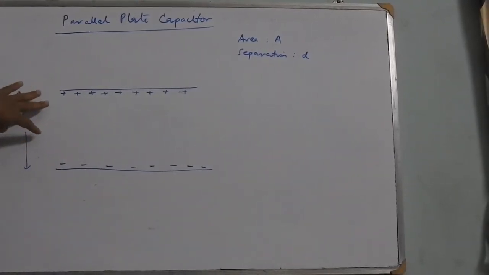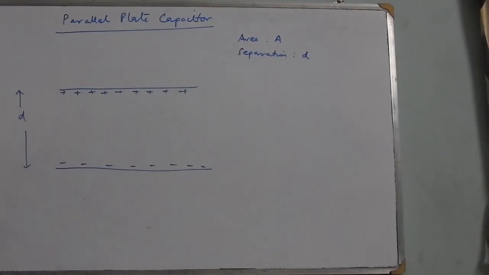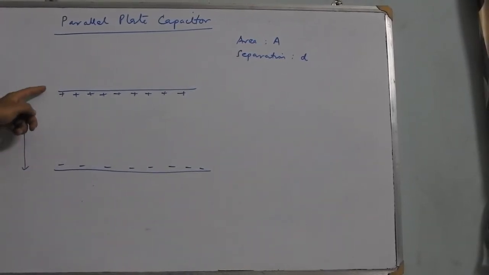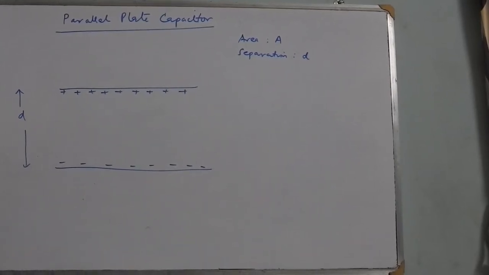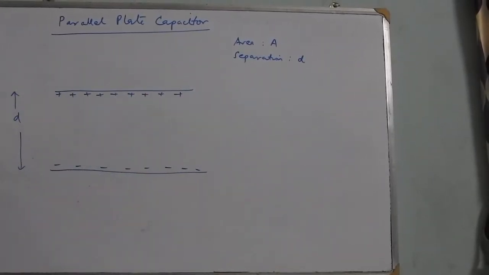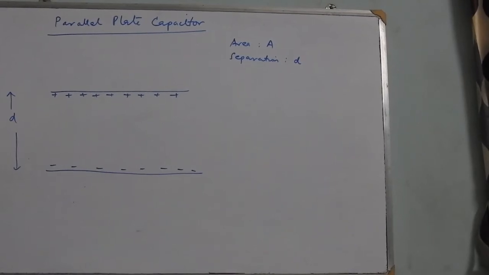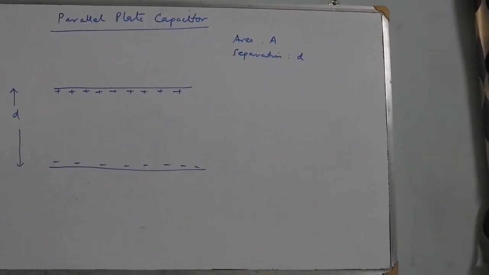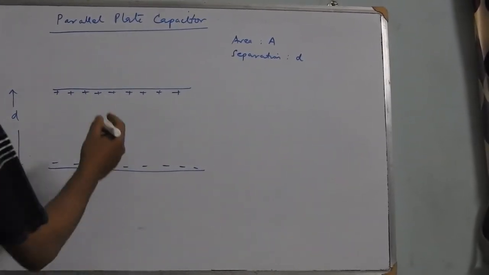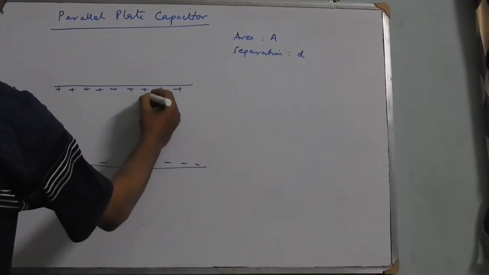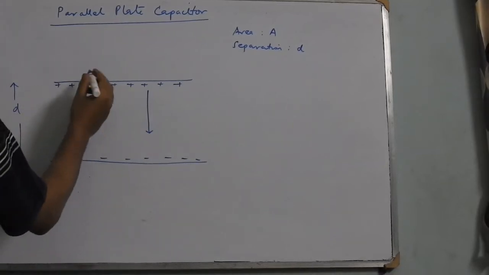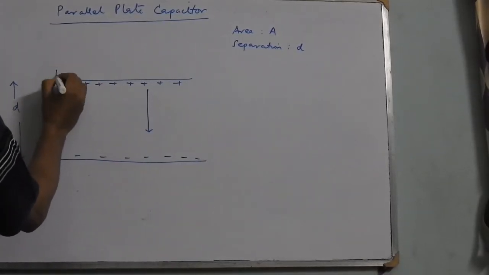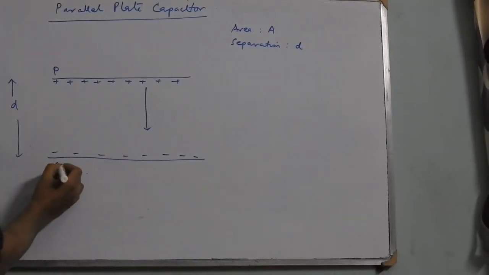As we have already told, the dimensions of the capacitor are quite large as compared to the distance of separation between the plates. So these plates can behave like infinite sheets. With respect to this positive plate, the electric field is in this direction. Suppose this plate is named as plate P and this plate is named as plate Q.